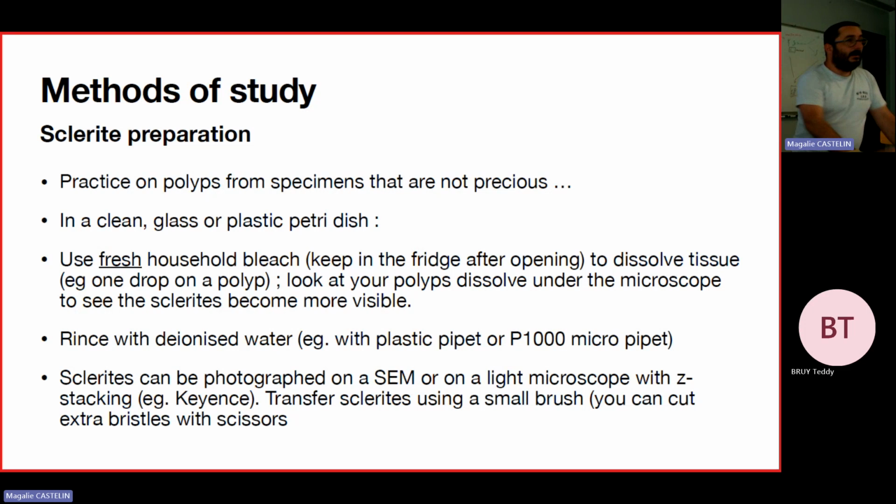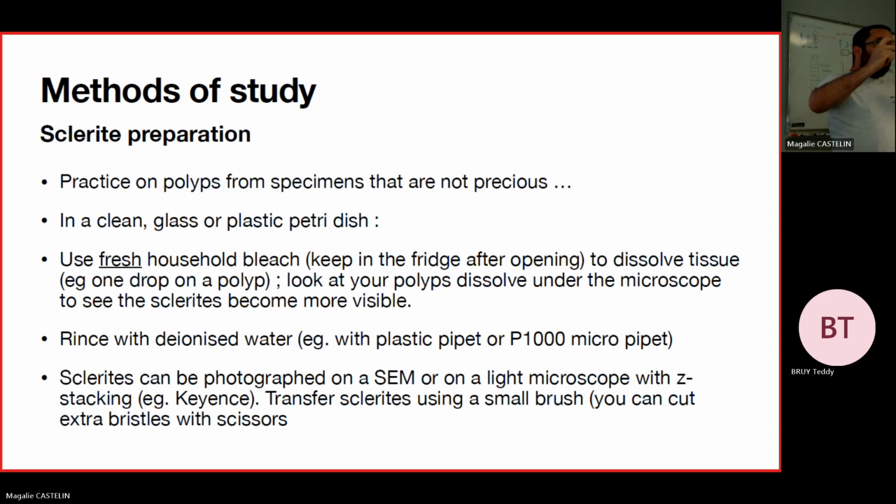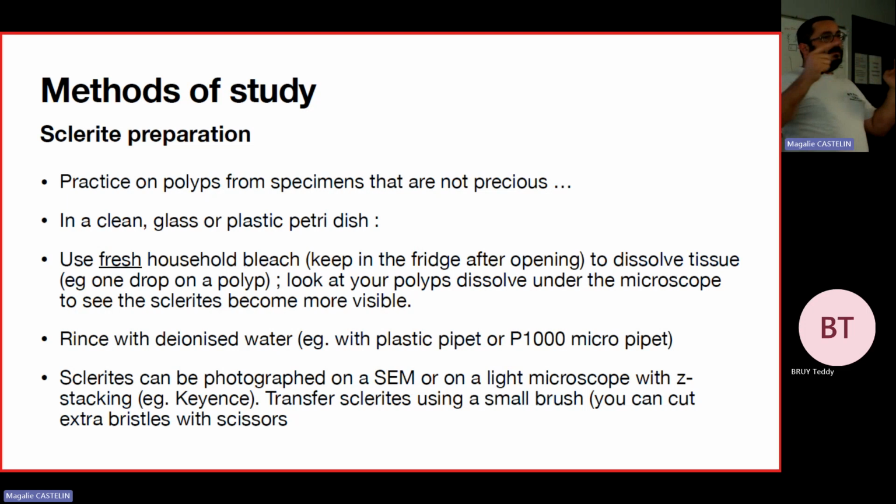Does anyone not know what Z stacking is? Okay. So you have a light microscope that is robotic, and you set the depth of focus to the plate of your preparation, and then you take a picture, go up 1 micron, take a picture, go up 1 micron, etc., and then a computer will combine all these areas of the picture that are in focus, remove the rest, and make a compound picture. For sclerites and for polyps, it's actually very good, and it goes faster than doing SEM prep.